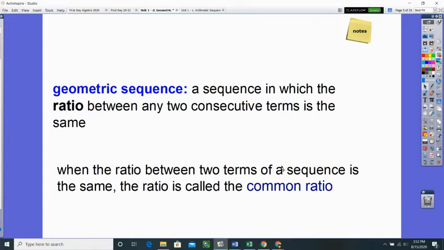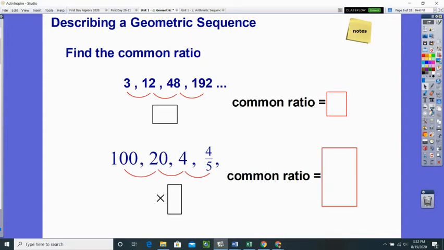Those are the same operations, so we will see that as we go forward. So here is a geometric sequence: 3 to 12, 12 to 48. You can see it's not arithmetic, because if it were, we would be adding 9 repeatedly.